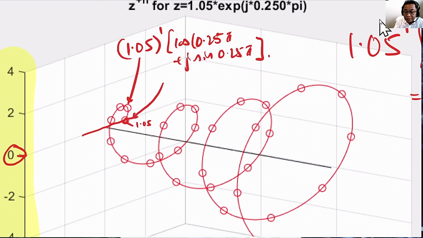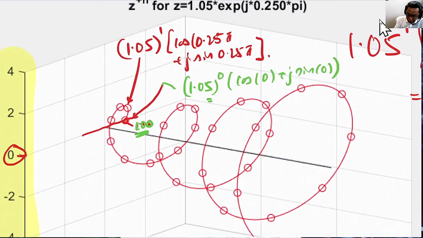I made a mistake just now. This value should be 1.00. The reason being that in this equation, the first element is 1.05 to the power of 0 times cosine 0 plus j sine 0. Hence this value 1.05 to the power of 0 is 1, and cosine 0 is 1, plus j 0. Hence the final value is 1 plus j 0.